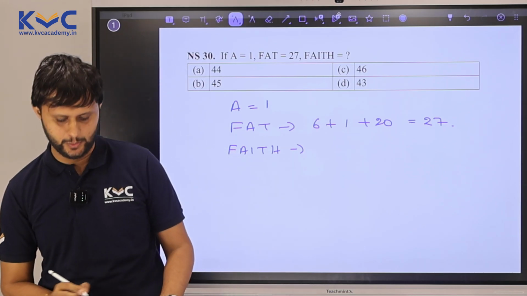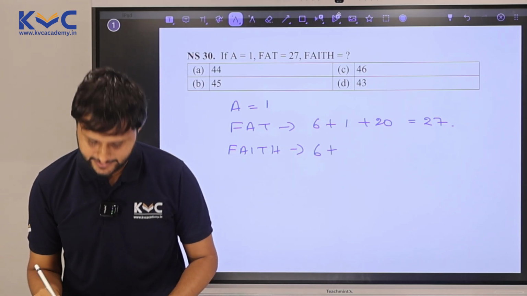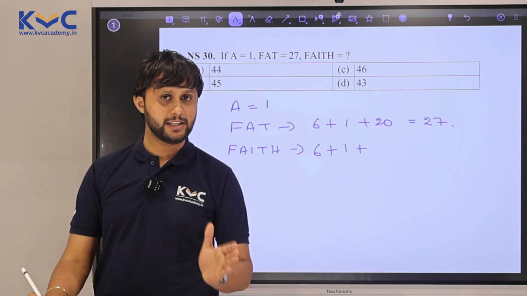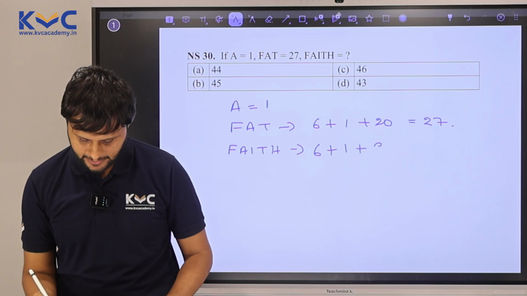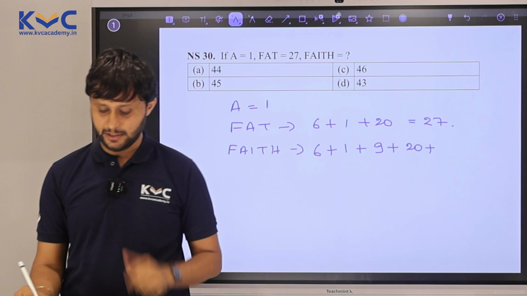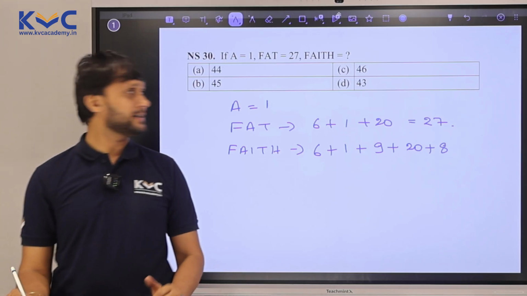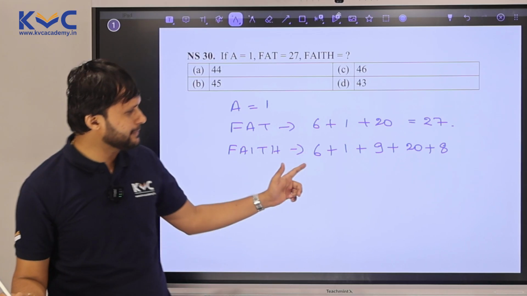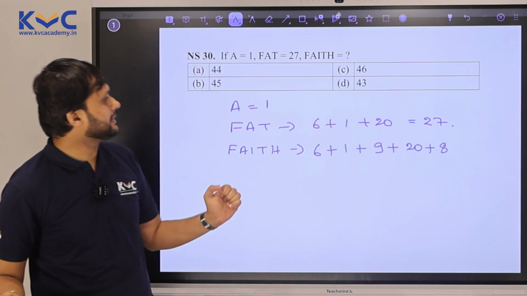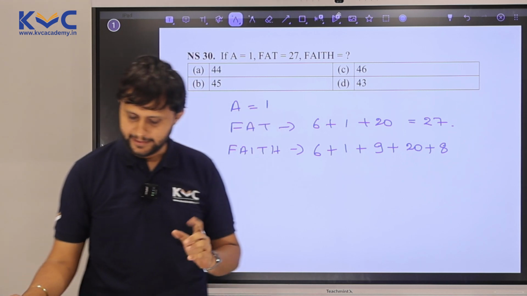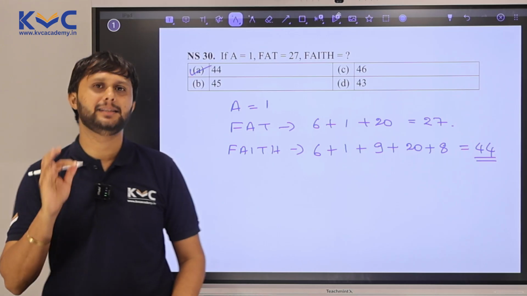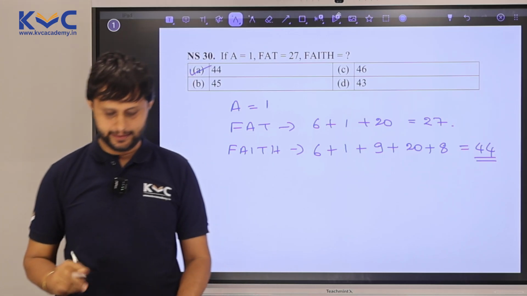What is F equal to? F is equal to 6 plus 1 plus what is I equal to? H, I, J. J is 10, so this should be 9. Okay, what is T equal to? T we know it's equal to 20 and H is equal to 8. Let me add this now. 6 plus 1, 7. 7 plus 9, 16. 16 plus 20, 36. 36 plus 8 is 44, which is there in option A. Option A is the right answer.